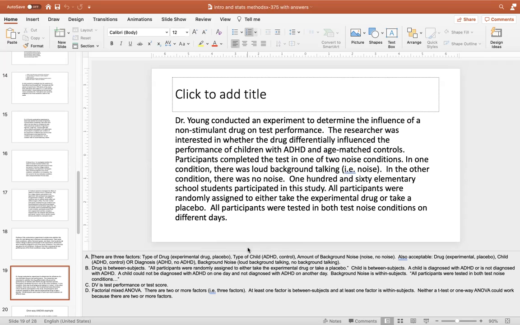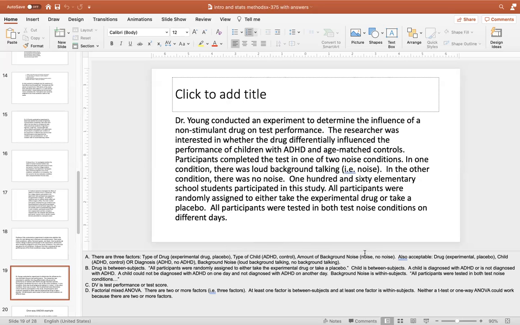You could also say something like diagnosis. Instead of saying type of child, you could say diagnosis, and you could say ADHD, no ADHD. Yeah. So there's, once again, multiple things you could call these things. I kind of like type of child, ADHD, and control. That's the second factor. And then finally, the third factor, amount of background noise.